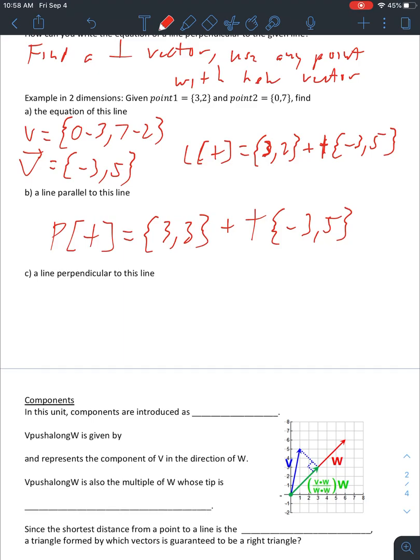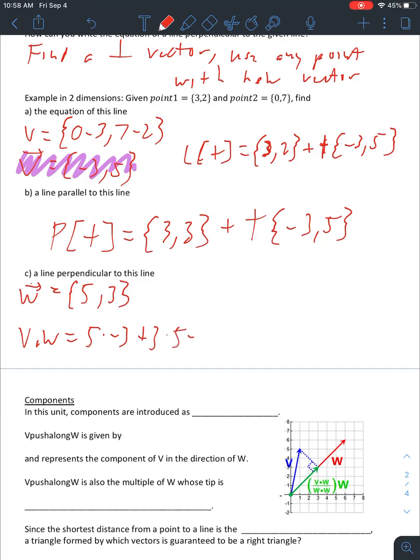All right, now a line perpendicular to the given line. Remember, if this is our direction vector, all we need to do is come up with a vector that's perpendicular to that. How about, let's call it w, how about 5, 3? All right, so show that those are perpendicular by doing a quick dot product. So v dot w, we have 5 times negative 3 plus 3 times 5, which is 0. So that's good. That means that that vector is perpendicular.